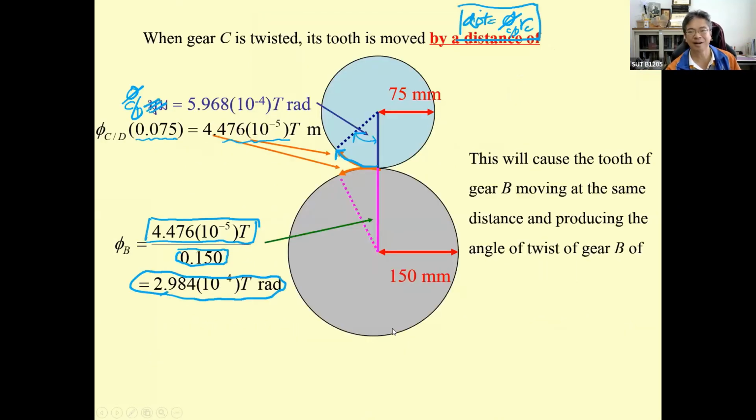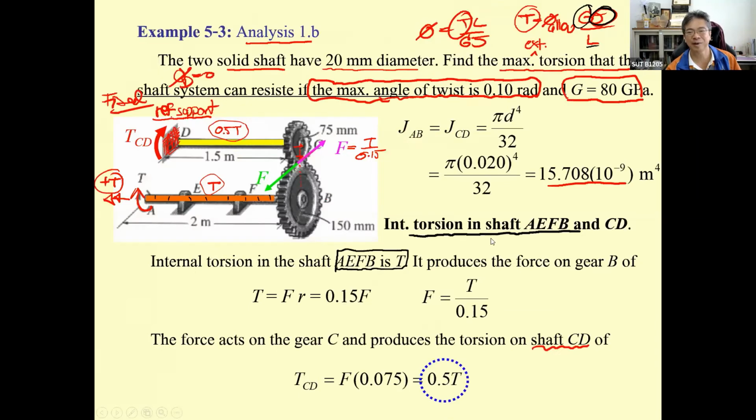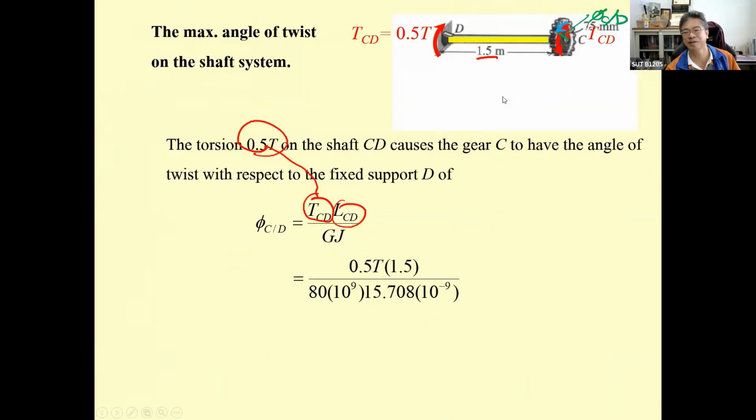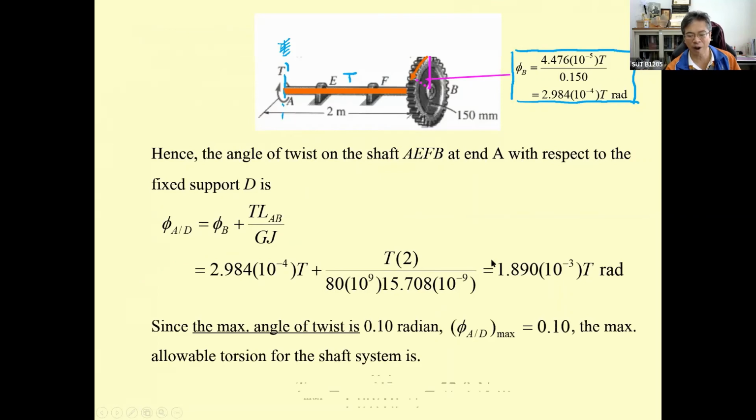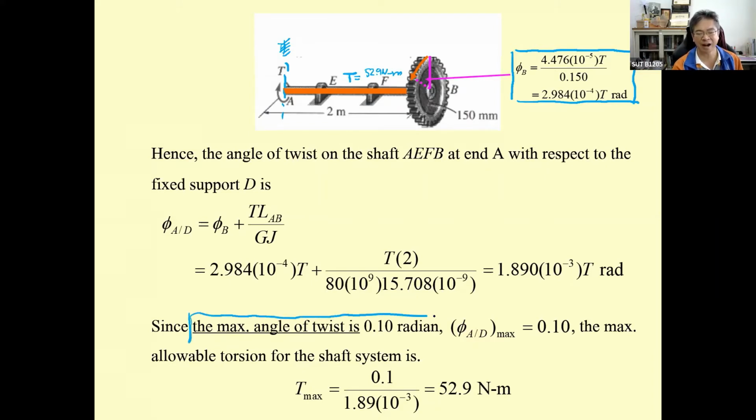This will be 0.1. Let me go back to this one. Yeah, it's going to be the maximum angle of twist, 0.1. So just put the 0.1 here. You get the maximum torsion to be 52.9 Newton meter based on the angle of twist. That means it's based on the stiffness of the shaft.